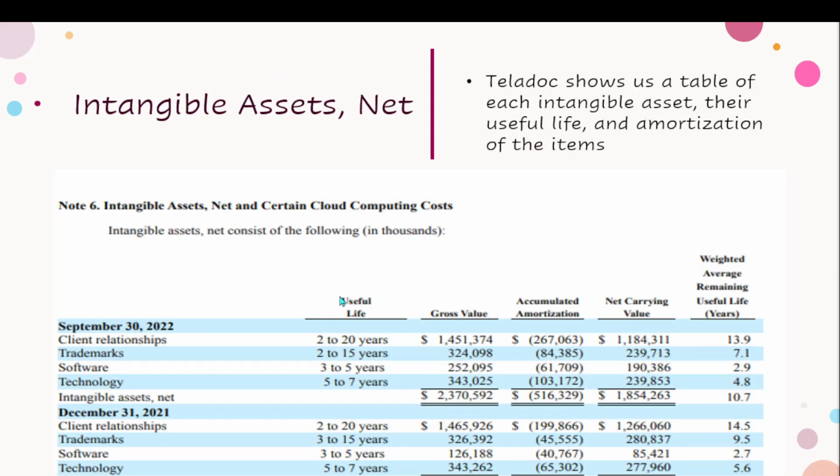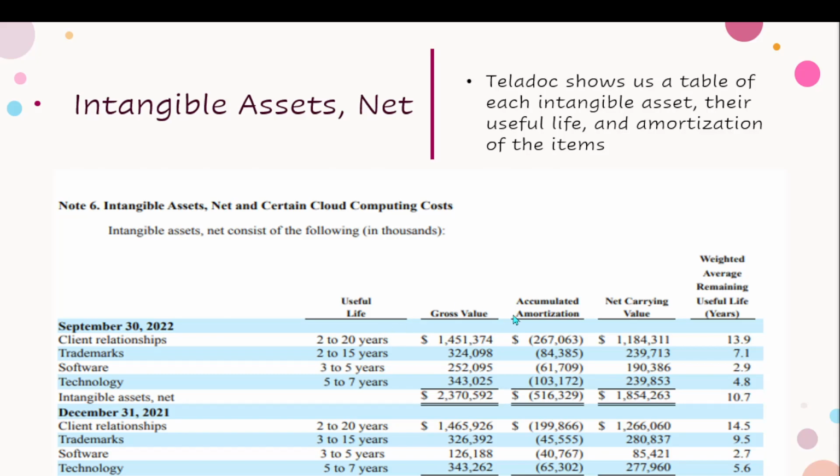So now we're going to talk about this intangible assets net, this umbrella term. So Teladoc shows us this table of each intangible asset, their useful life, and the amortization of the items. So this is note 6 on their financial statements. It's called intangible assets, net, and certain cloud computing costs. So right here it says intangible assets, this is in thousands. So right here it says client relationships. This has a useful life of 2 to 20 years.